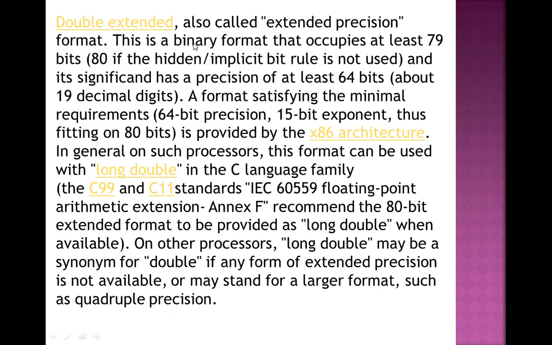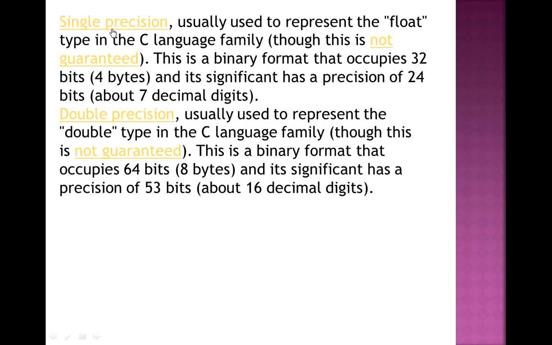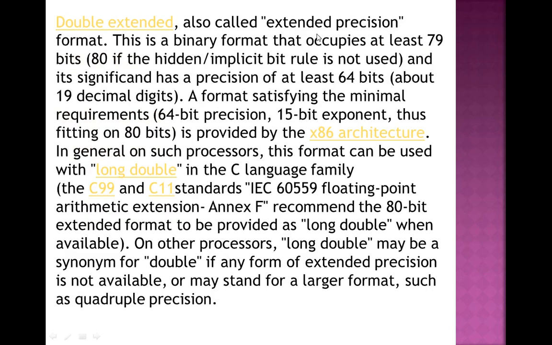Then next is your double extended, that is also known as extended precision. This is a binary format that occupies at least 79 bits and has a significand precision of at least 64 bits. These are the multiple parts or the multiple categories of floating point representation.